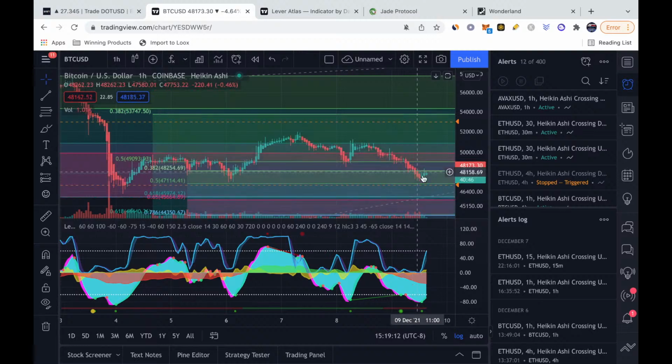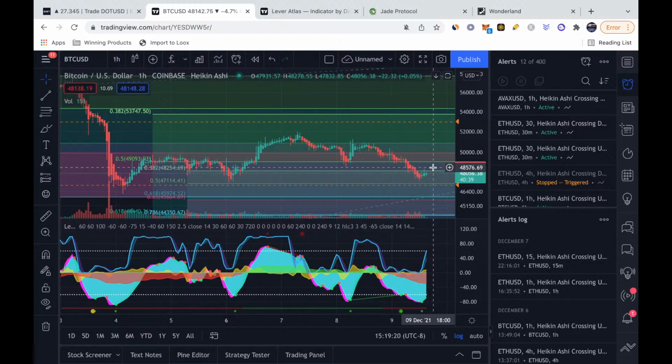But it looks to me like, because the depth of this is pretty deep, this looks kind of bullish to me. That's what it looks like to me. I wouldn't necessarily take a trade right now.